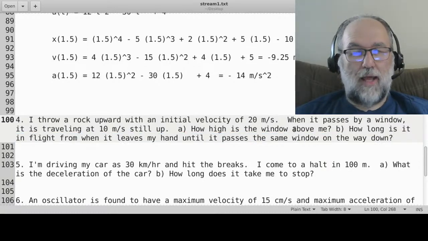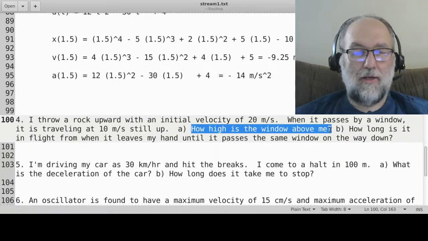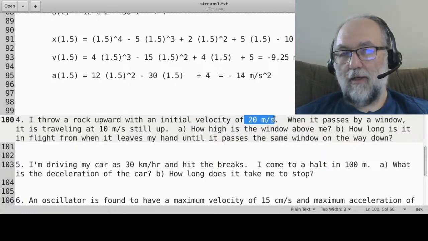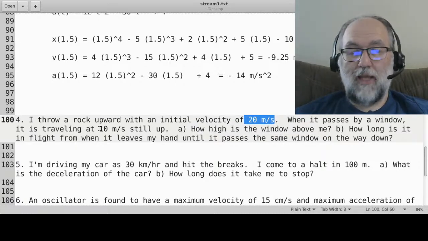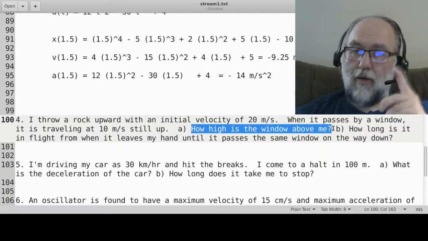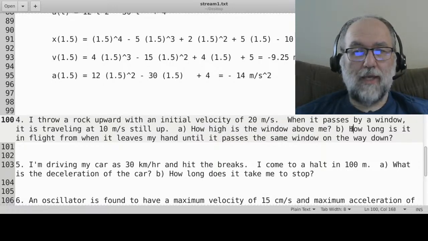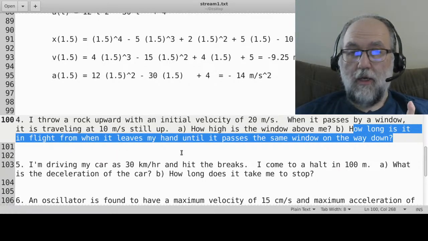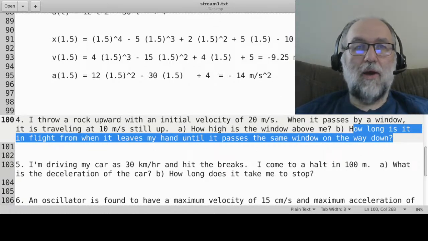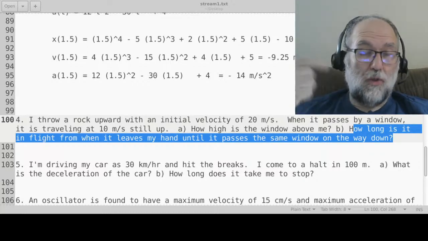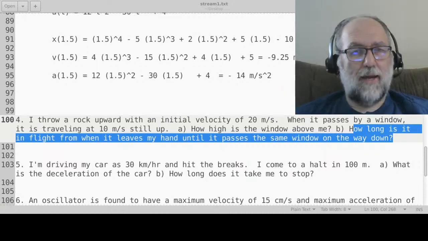Let's read the questions again. How high is the window above me? The rock is leaving my hand at 20 meters per second. It's going up, and as it goes up, it slows down. It passes by a window at 10 meters per second. The first question is, how high above me is the window? And the second question is, how long is the rock in flight from the time when it leaves my hand until it passes the window on the way down? The rock is going to go up, and then it's going to come back down. It's going to pass the same window on the way down that it passed on the way up, and I want to know how long that time of flight is.